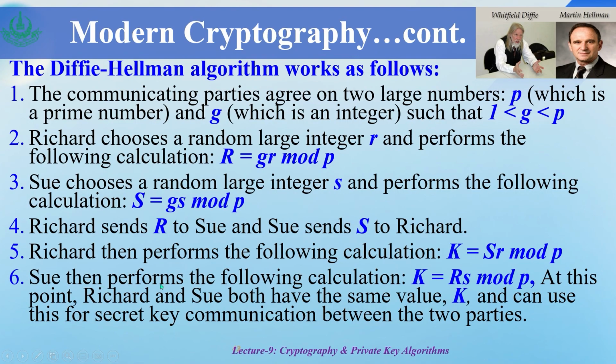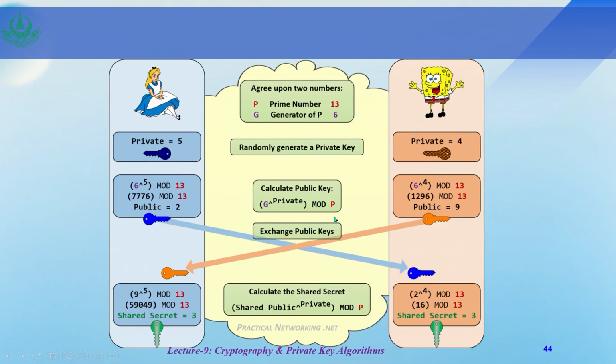Richard then performs the following calculation: k = S^r mod p. The second user then performs the following calculation: k = R^s mod p. At this point, Richard and Su, both the first and second users, have the same value k, and it can be used for secret key communication between the two parties. The whole process is shown in the figure.